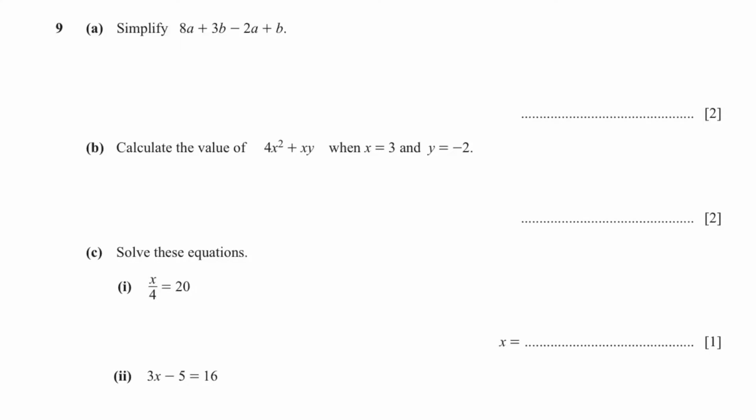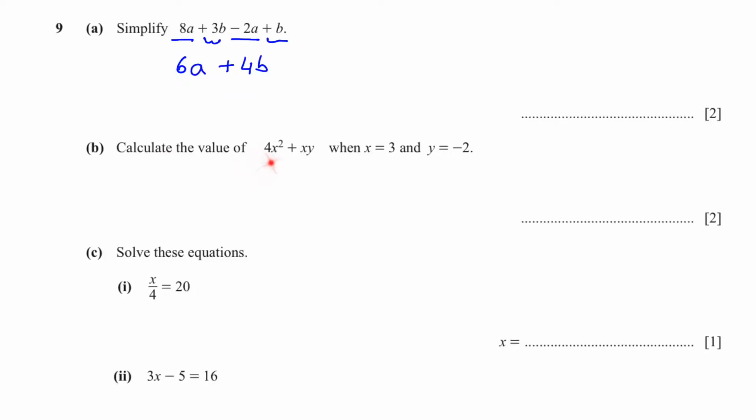Question number 9. These are algebra questions. Simplify 8a plus 3b minus 2a plus b. We will add the like terms together. We have 8a and negative 2a. 8 minus 2 will give us 6a. Then we have 3b plus b. Plus b means it is 1b. So 3 plus 1 is 4b. The next question.